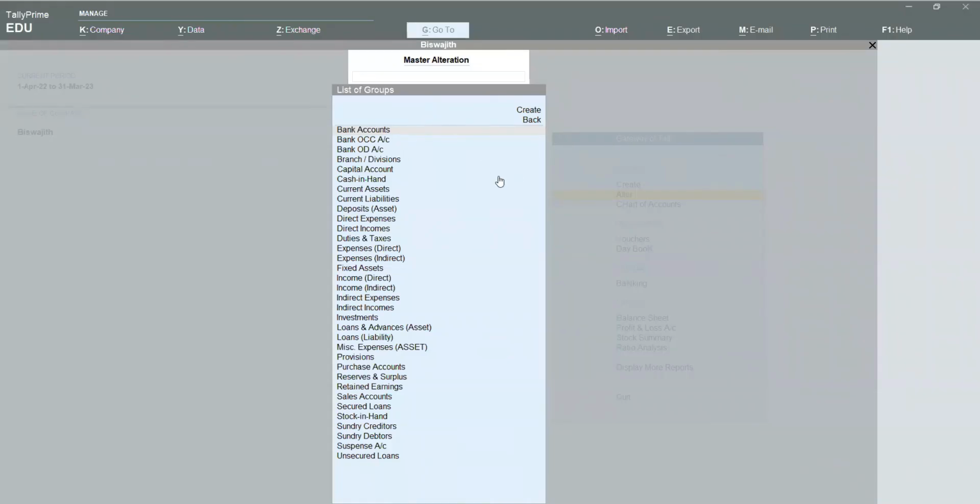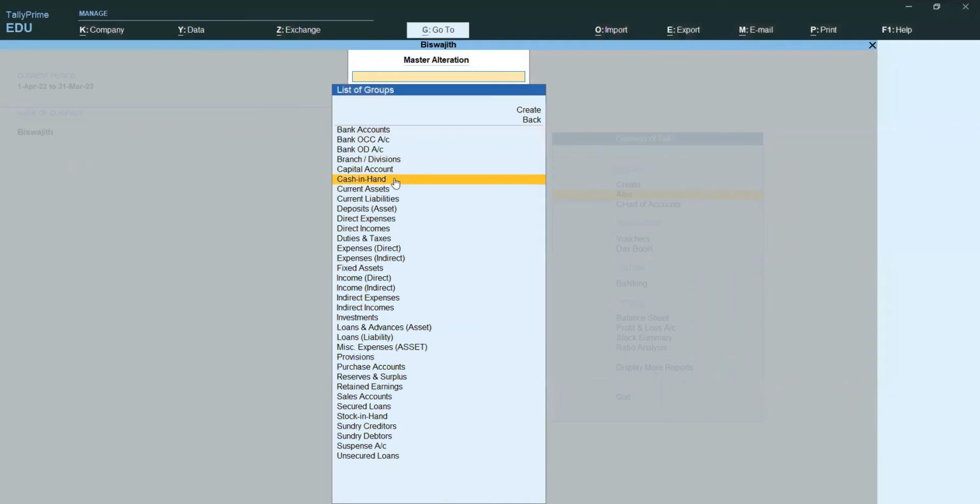See bank account, bank OCC, bank OD, branch and divisions, capital. This all we have completed. How we want to enter.